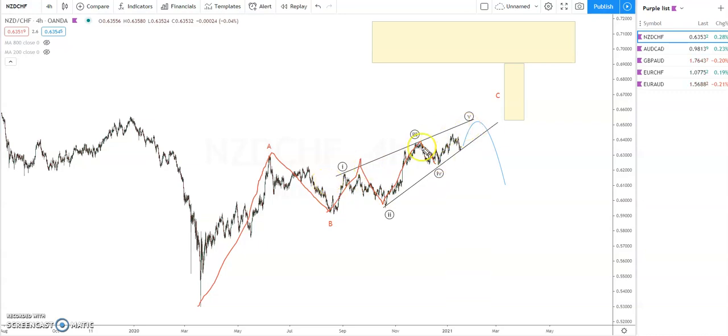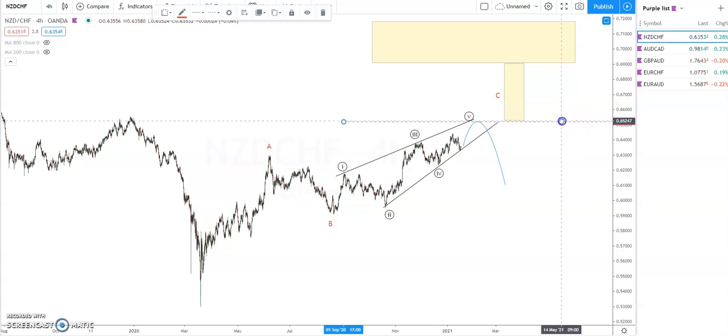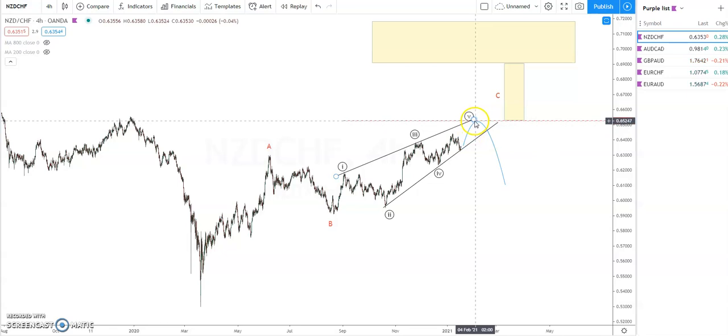Now, because of the weakness of this last C wave, I do see this market only going to the 61.8% of the length of this move. That comes in at 65.35. That is the target for this, so there's a 180 pip trade on this. I do see this market as giving us one push to the upside.